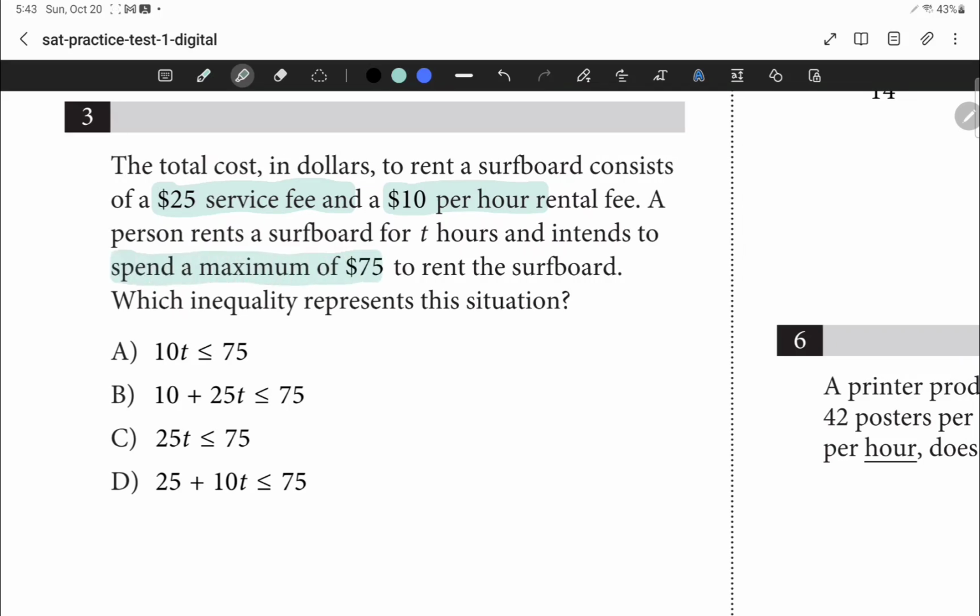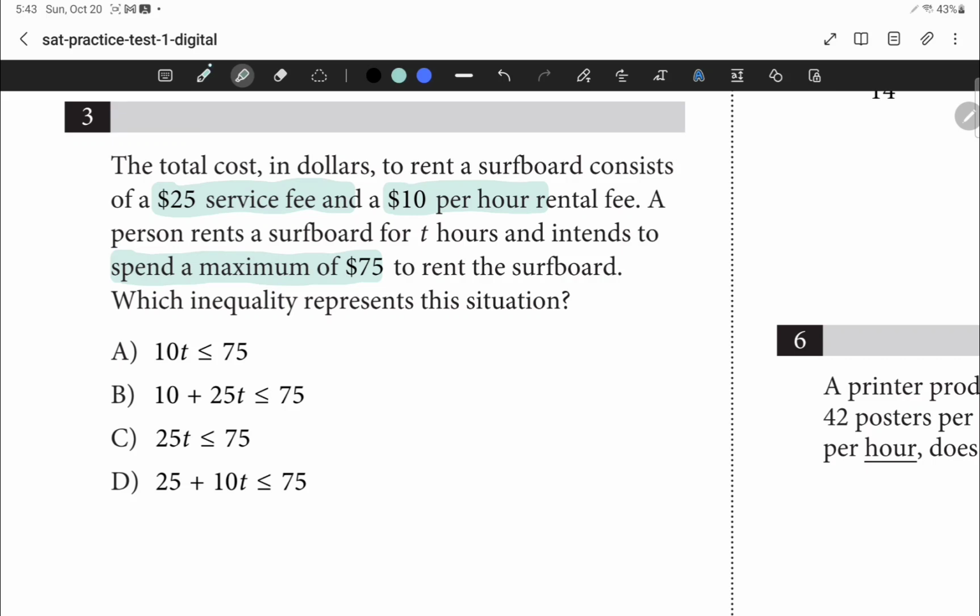Now I'm going to read it just so you know what's going on here. The total cost in dollars to rent a softboard consists of a service fee of $25 and a $10 per hour rental fee. A person rents a softboard for t hours and intends to spend a maximum of $75 to rent the softboard. Which inequality represents this situation?